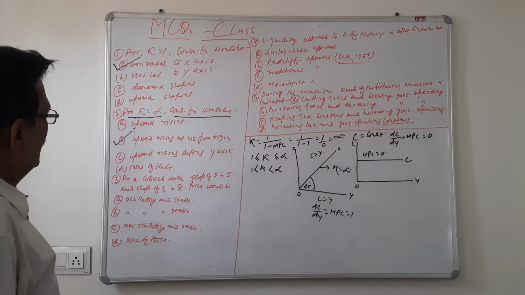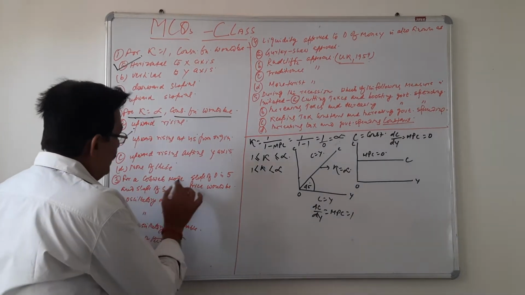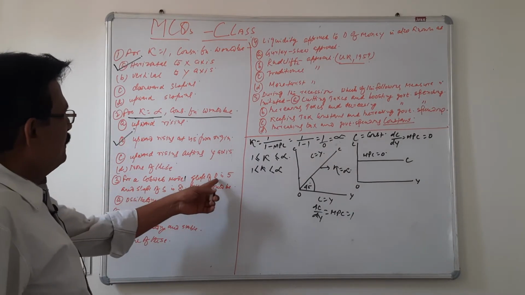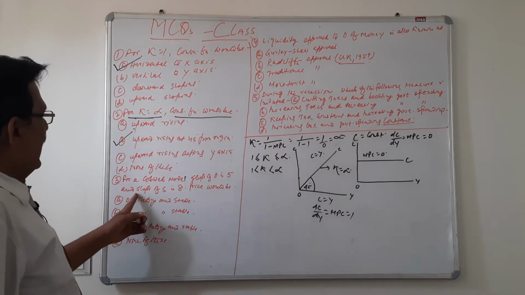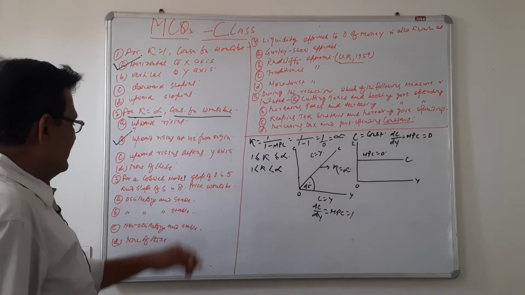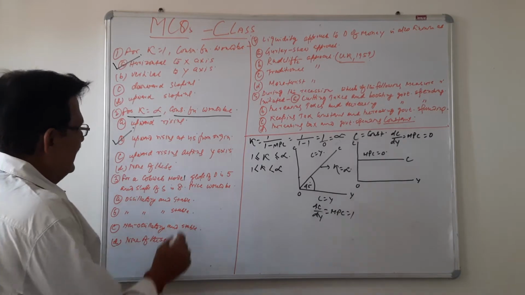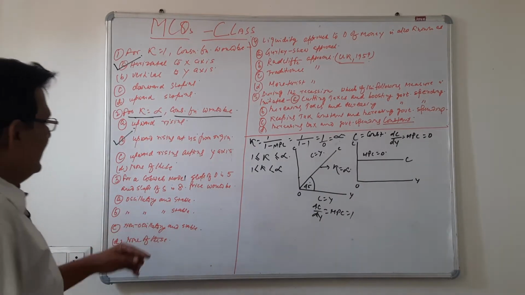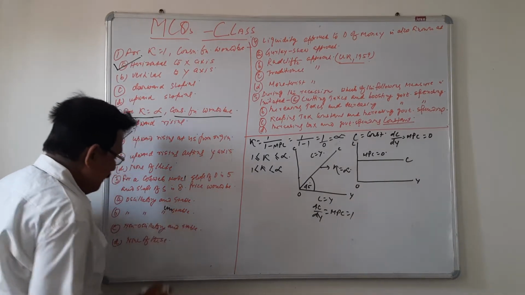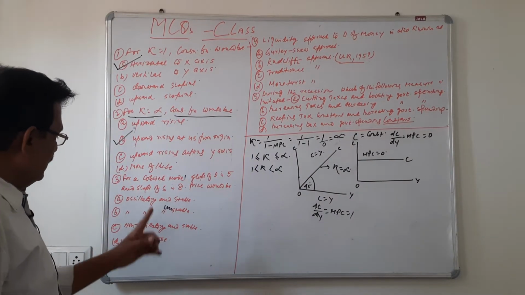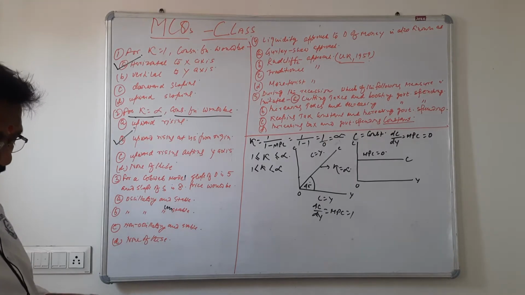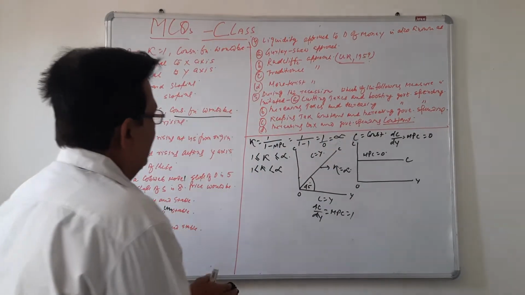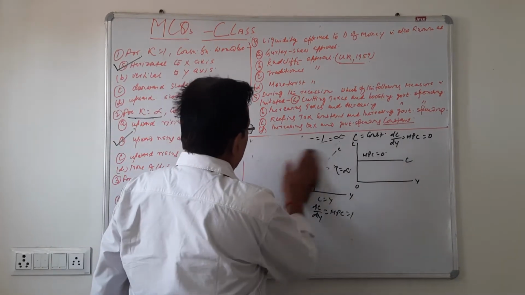Number 3: for a cobweb model, the slope of demand is 5 and the slope of supply is 8. Then it has been asked whether the price would be unstable, non-oscillatory, stable, or none of these. So here the equilibrium condition of the cobweb model has to be investigated, that is, what happens in the cobweb model.